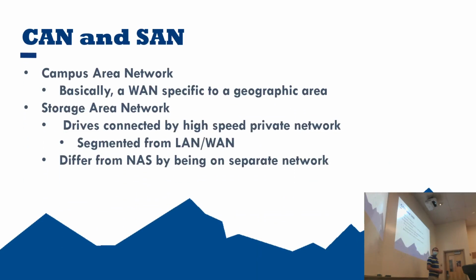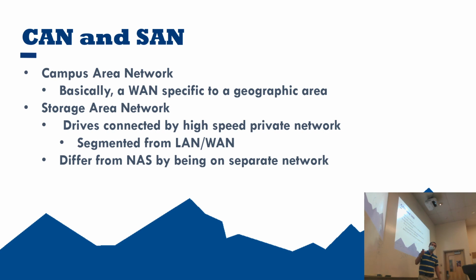So talk about a campus area network and storage area network. A campus area network and a wide area network are quite similar. The main difference is a wide area network can be on a larger geographic area, whereas a campus area network, we tend to think of it being constrained to a particular contiguous piece of land. So what do we mean by that? Imagine we are a company and we have multiple sites that are not physically connected. Is that going to be a wide area network or a campus area network?